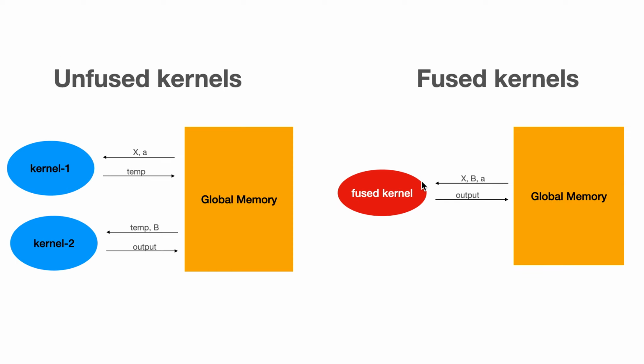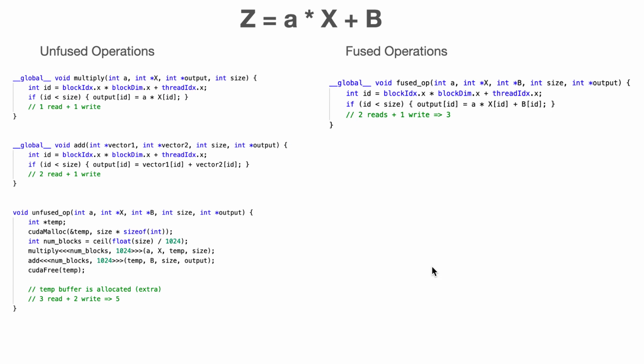Let's try to compare these two cases. In the unfused case, we are going to allocate some extra memory called temp in the global memory in order to store our intermediate states. And then we'll have to do extra reads and writes in order to use this temp variable. While in the fused case, we are going to read only the important variables from the global memory. So there is no intermediate state involved in this fused kernel case.